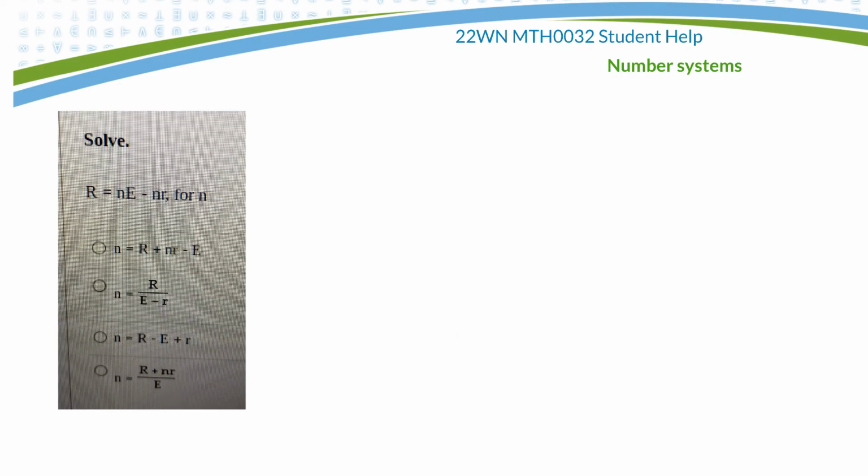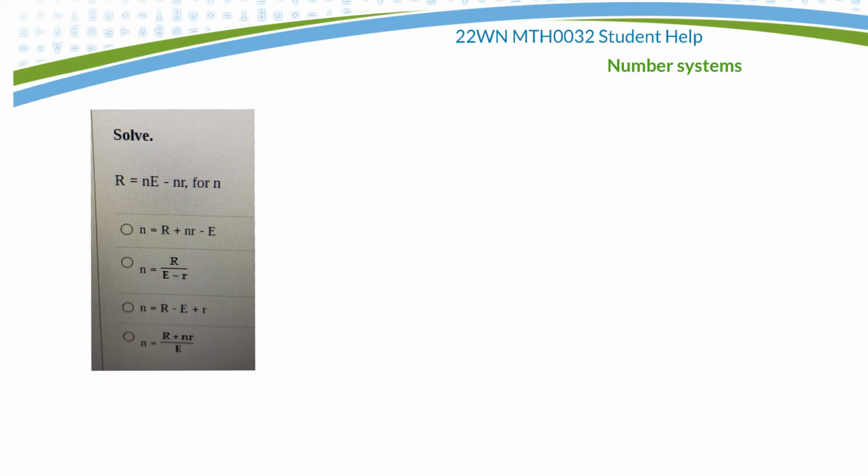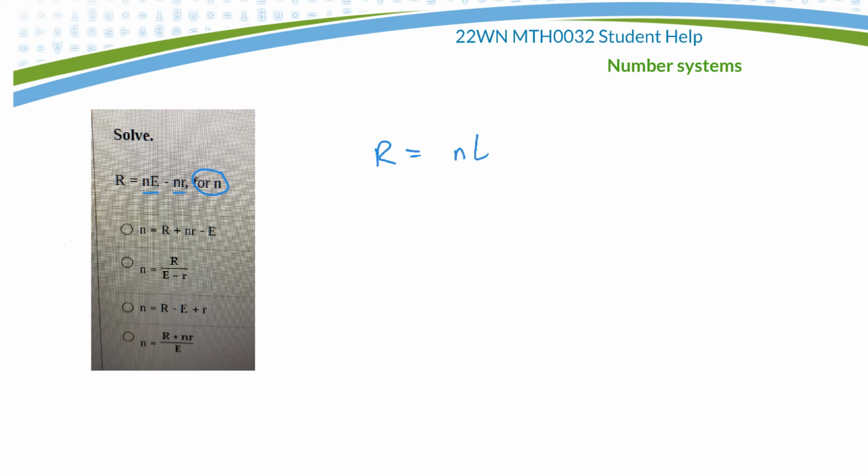Here's another one. This one they say, solve that equation for n. This one's a little tougher though, because to solve for n, I've got two n's. So I have R is equal to ne minus nr. So if there's two n's, what I need to do is try and get one out of them.